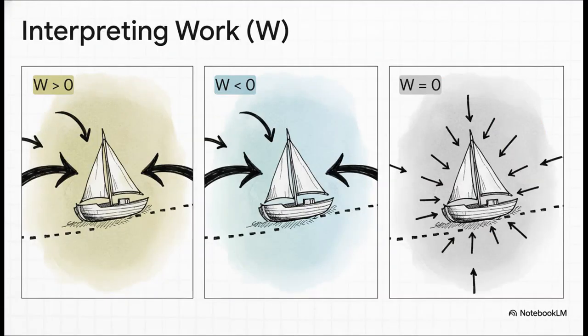Now, what's really cool is that the answer you get is super intuitive. If the work, W, ends up being positive, it just means the force was helping the object move. Think of it like a tailwind. If it's negative, the force was fighting the motion, like a headwind. And if the work is zero, that means the force was always pushing at a right angle to the direction of motion, so it wasn't helping or hurting at all.